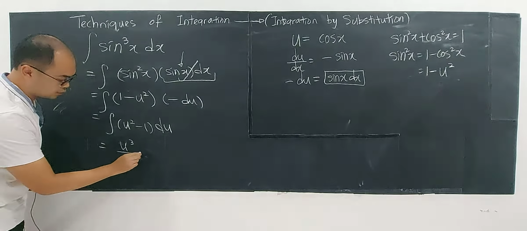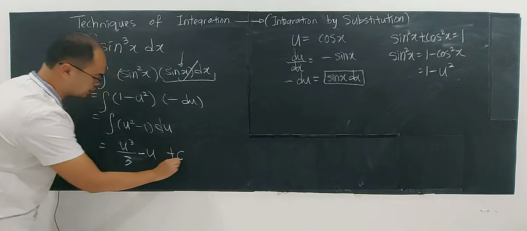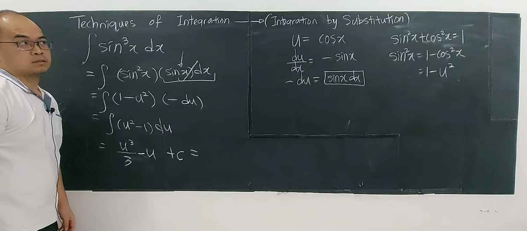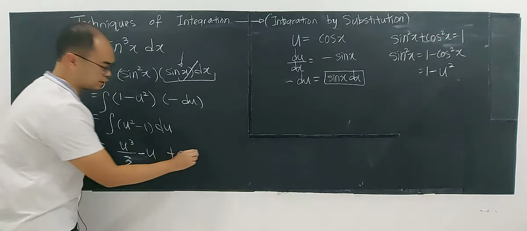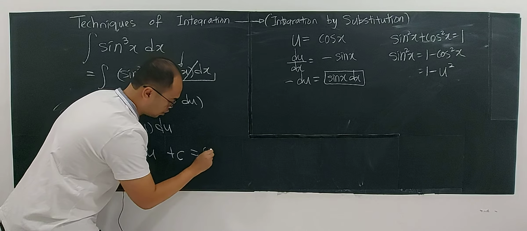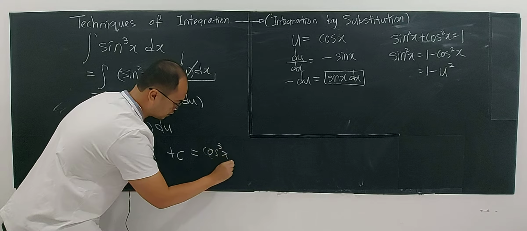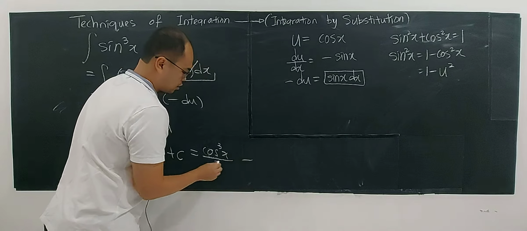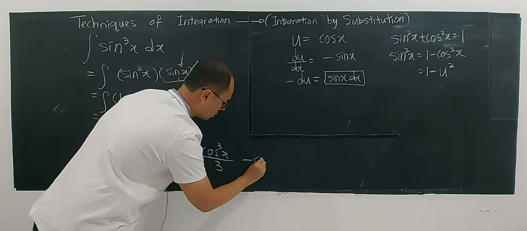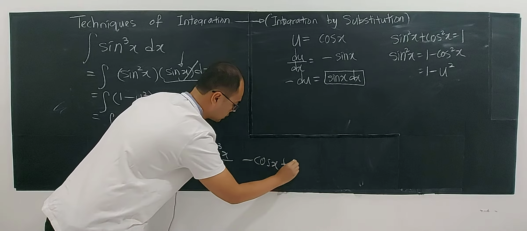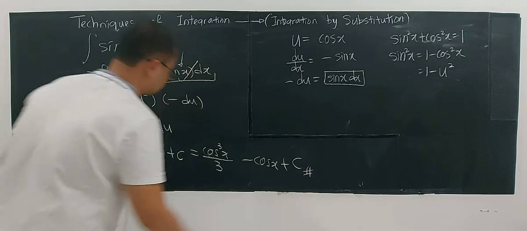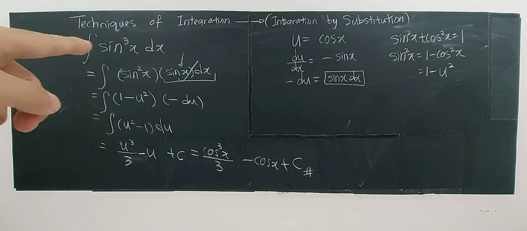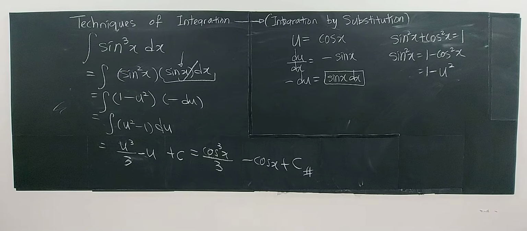Divided by 3 minus u plus c, right? So what is u? u is cos x, so cos cube x divided by 3, and minus cos x, plus c. That's the way we solve a problem involving odd power, sine cube x.